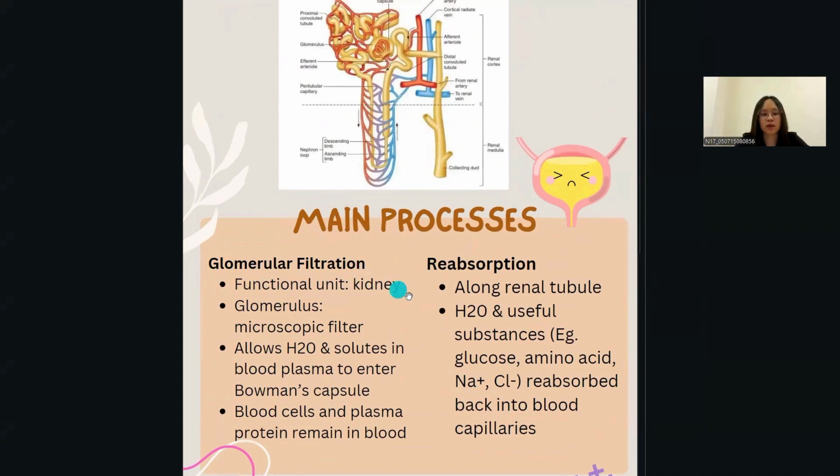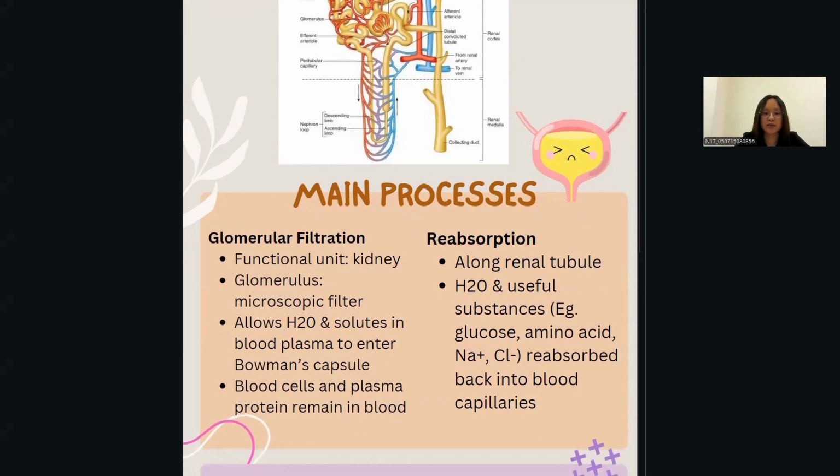It occurs in our kidney, and the glomerulus is actually a microscopic filter which allows the water and solutes in the blood plasma to enter the Bowman capsule. Blood cells and plasma protein and also platelets will actually remain in the blood capillary because the size is too big.